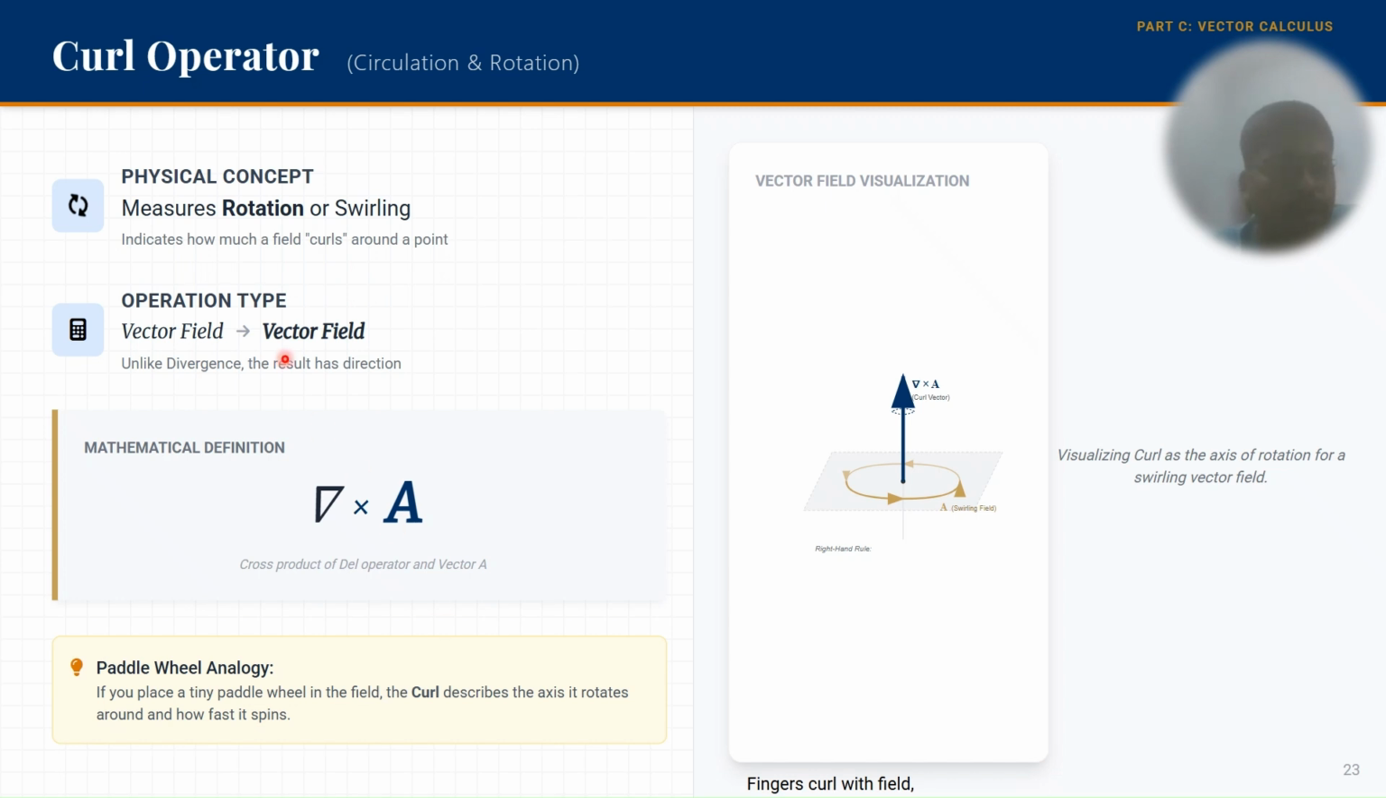Now the curl operator, the physical meaning is rotation or swirling. It is denoted as del cross A, and here the result is a vector. We apply it over a vector and the result is also a vector. One simple example is the paddle wheel analogy: if you place a tiny paddle wheel in the field, the curl describes the axis it rotates around and how fast it spins. From this figure you can understand this.